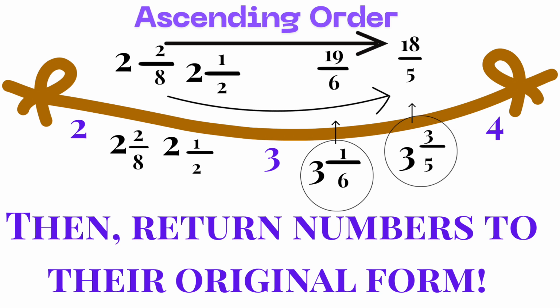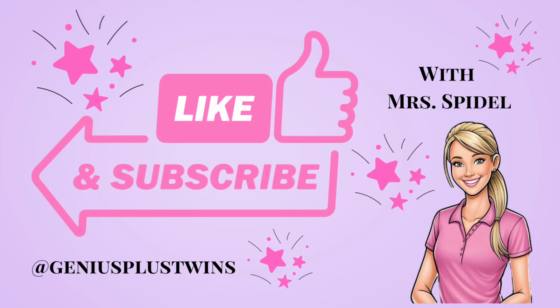Now don't forget to convert those 2 numbers back to their original improper fraction form for your final answer being 2 2/8, 2 1/2, 19/6, and 18/5.